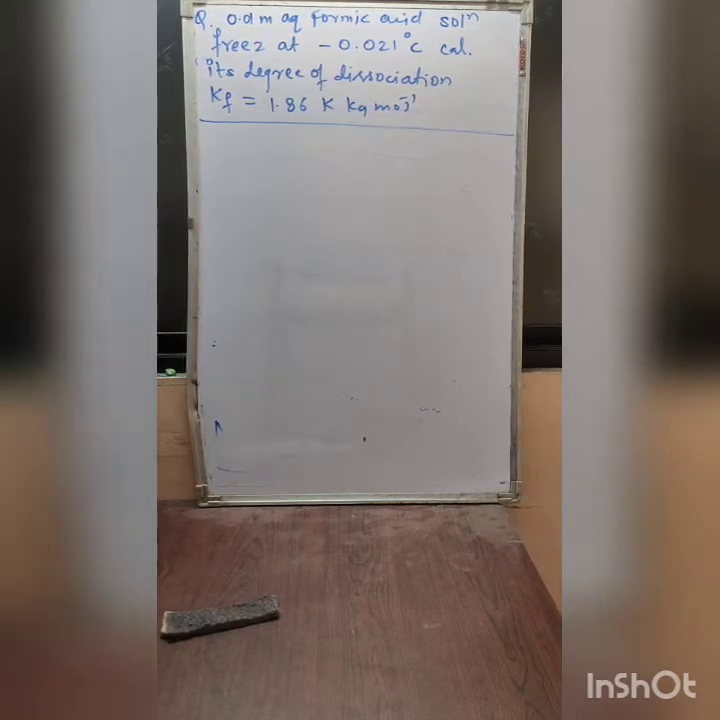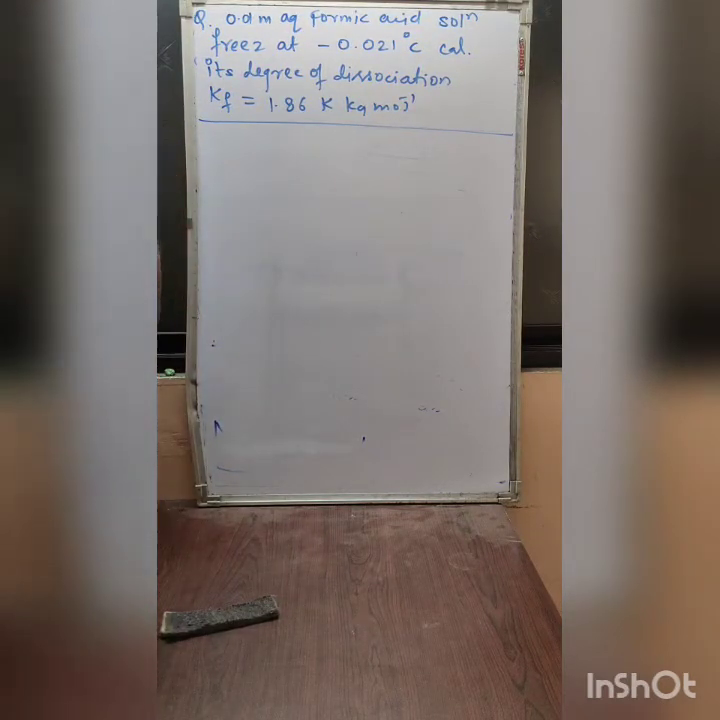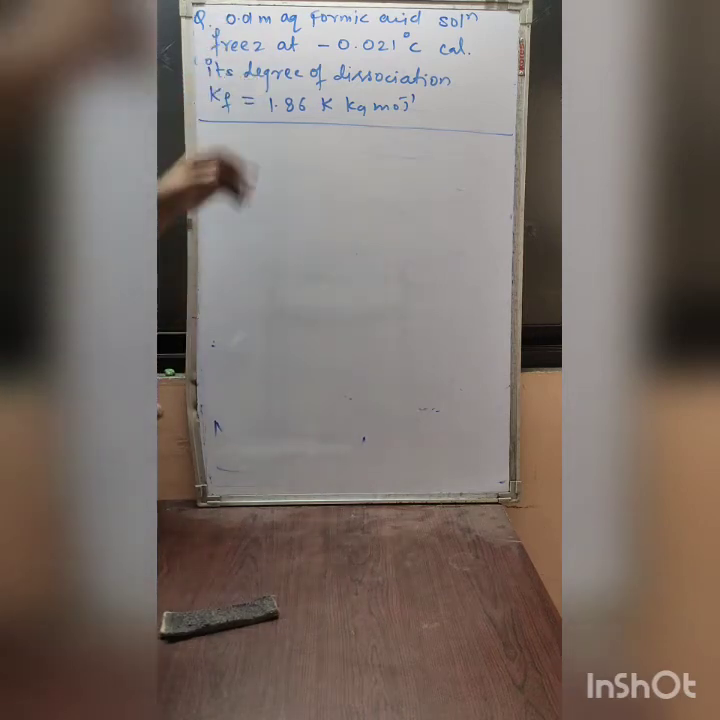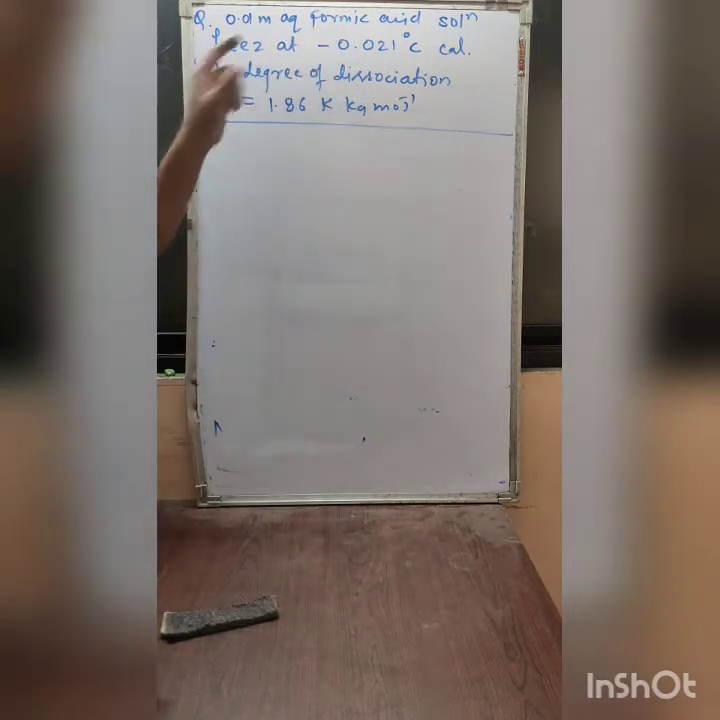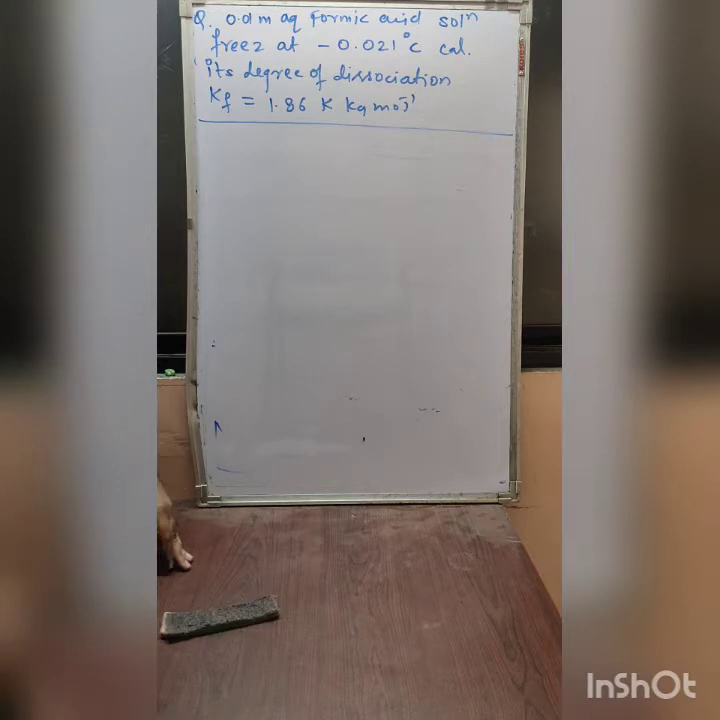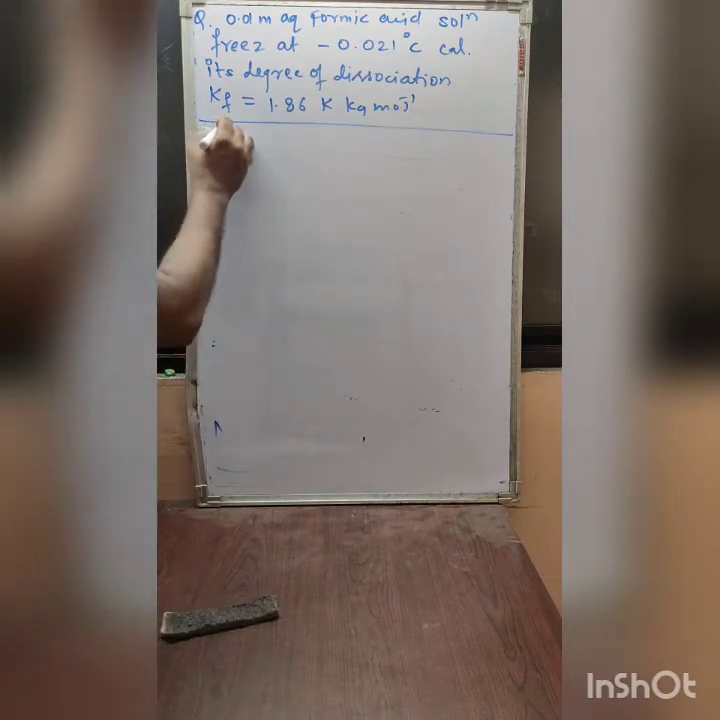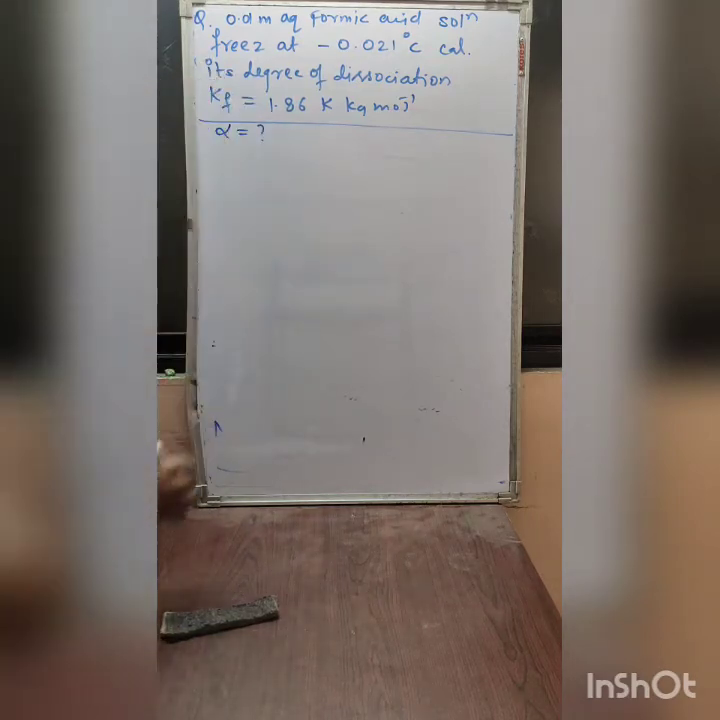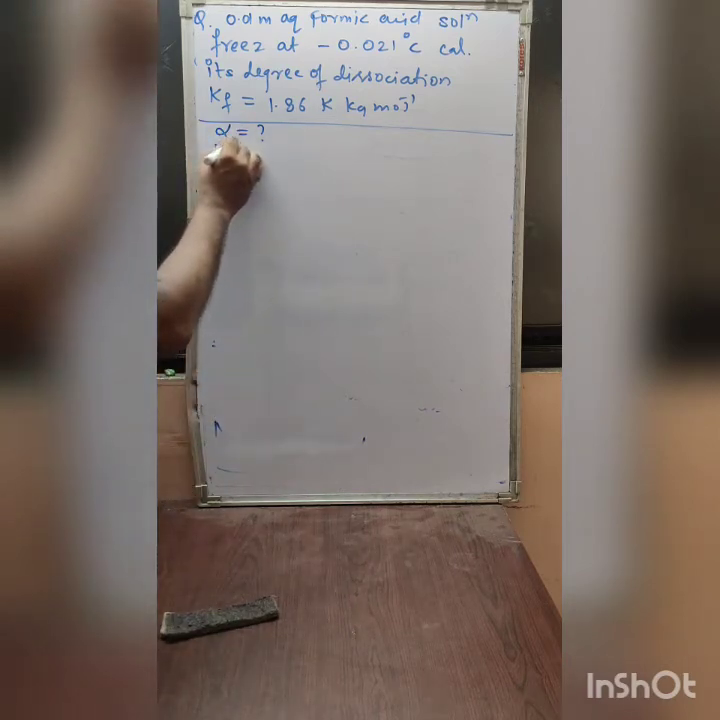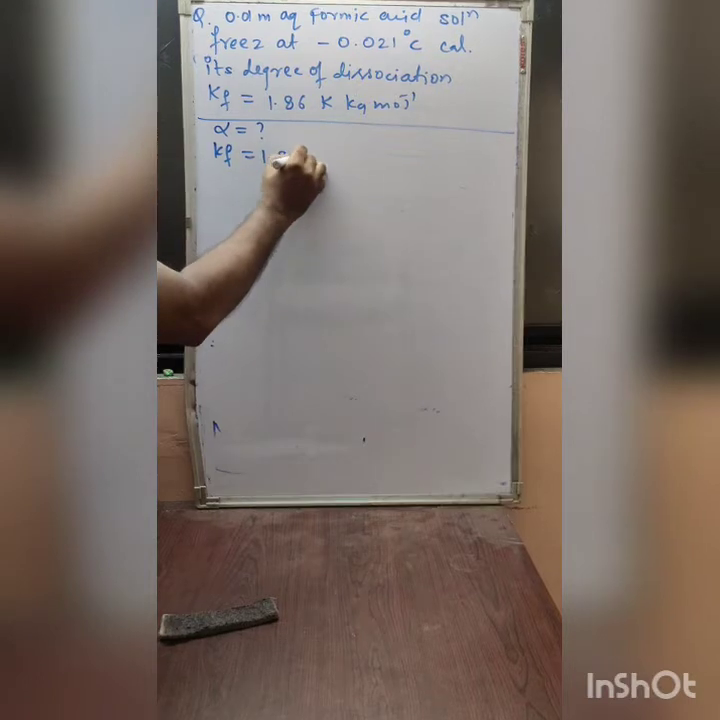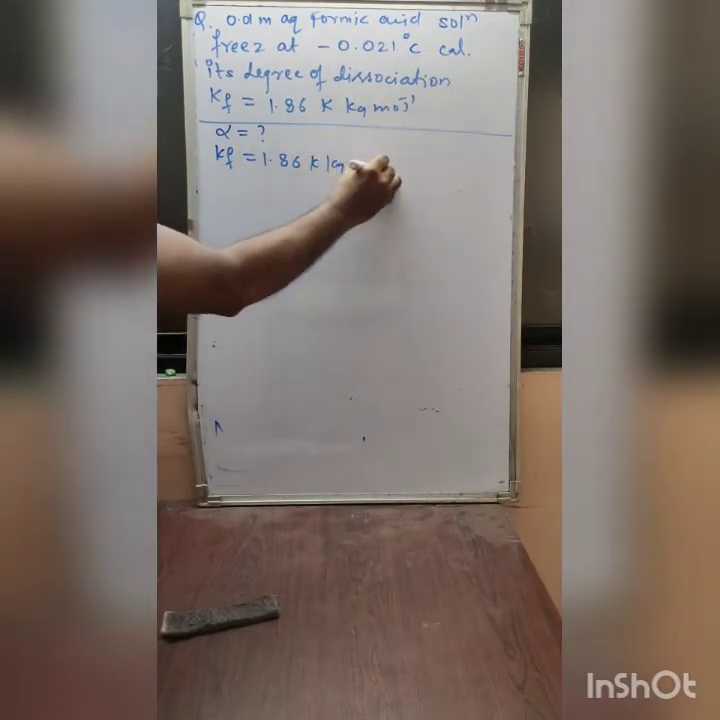Now the last numerical is based on the van't Hoff factor. The question is: a 0.01 molar aqueous formic acid solution freezes at minus 0.021 degree Celsius. Calculate its degree of dissociation, which means we have to find alpha. Kf is given as 1.86 Kelvin kilogram per mole.